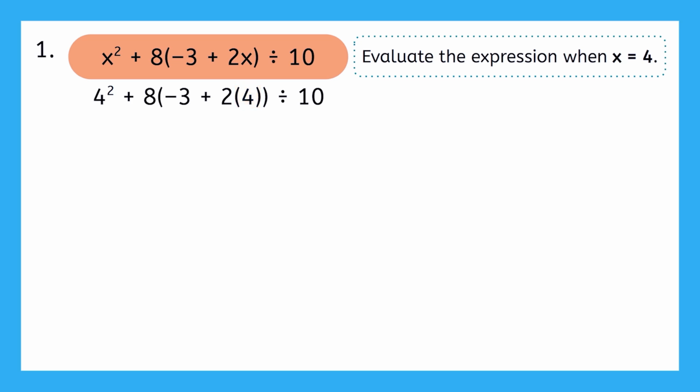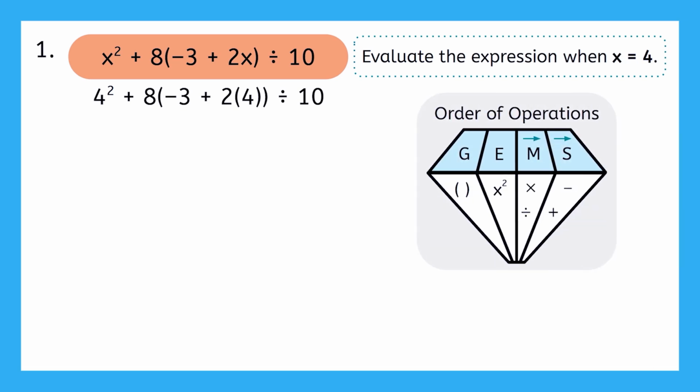We can use the saying GEMS to help remind us of what the order of operations is. So, what should the first step be? We should evaluate the grouping, negative 3 plus 2 times 4, first. But wait, there are 2 operations in the group. So we have to follow the order of operations again, which means we'll evaluate the multiplication first, 2 times 4. Pause here while you continue evaluating the expression until you have one single value.